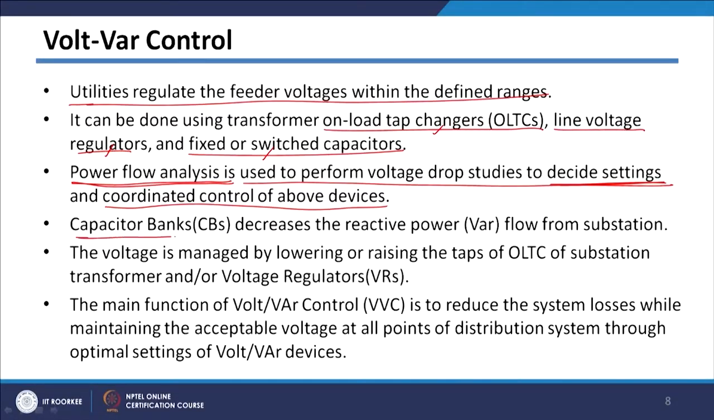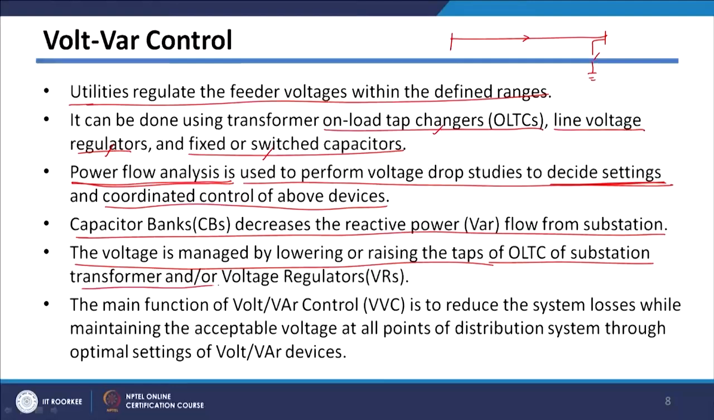Capacitor banks decrease the reactive power flowing from the substation. If you are providing some capacitor bank here, it will decrease the reactive power which is coming from the substation. And voltage is managed by lowering or raising the tap of the OLTC of the substation transformer and the voltage regulator. So voltage can be managed by on-load tap changer as well as voltage regulator.